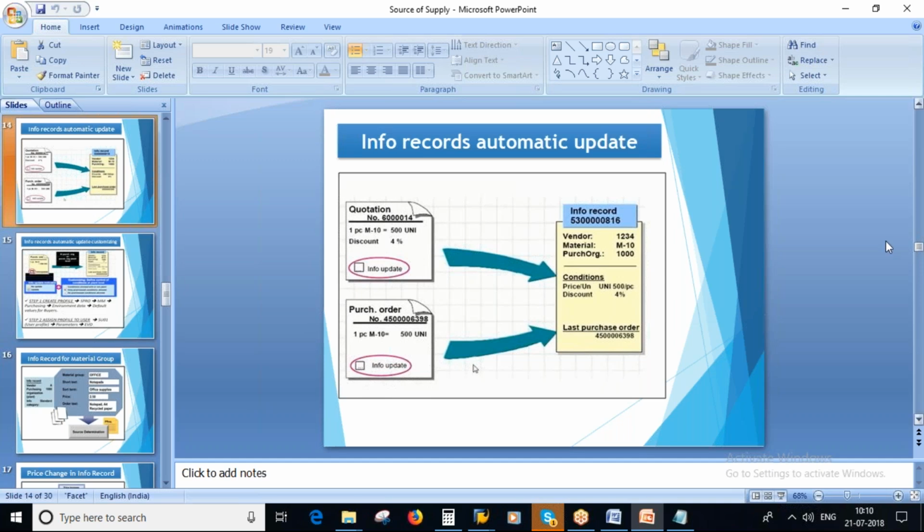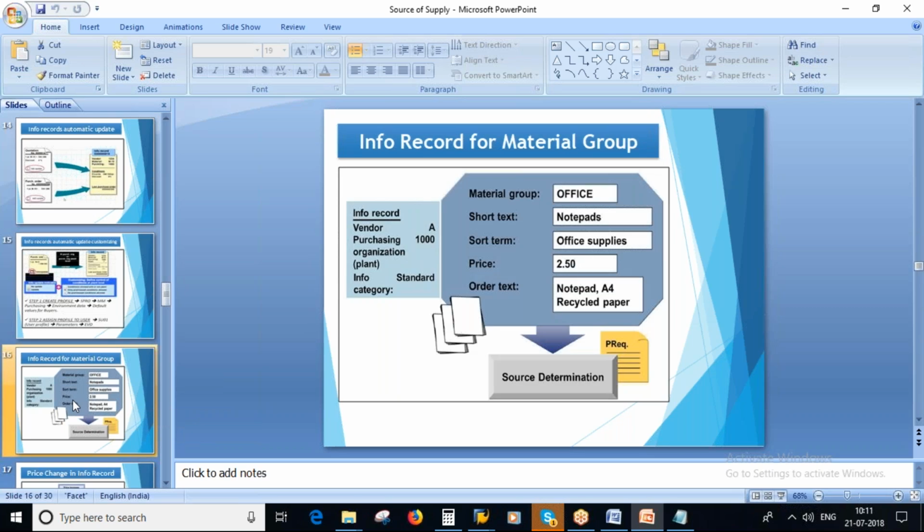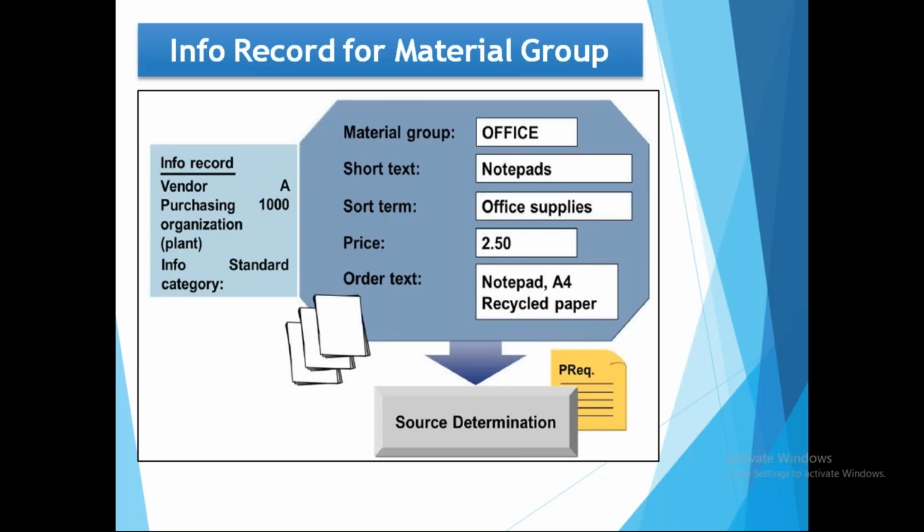Now the next thing we'll be discussing is info record for material group. You can create an info record for a material group also, that means without a material. Suppose you have a vendor, a purchase organization, and of course the plant, but you don't know the material. There are some materials in common, for which the price is always the same, like some office supplies or notepads.